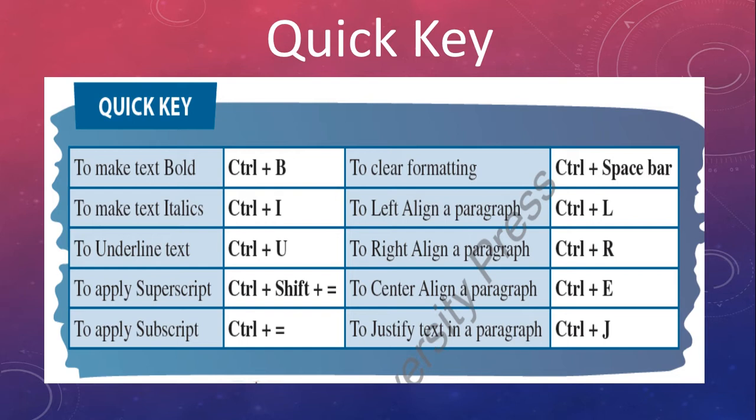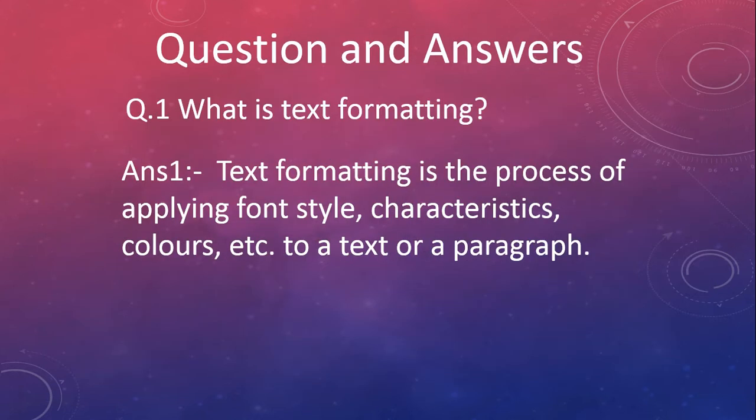Next one is to align the text or the paragraph to the left alignment. The shortcut is Ctrl plus L. To right align a paragraph, the shortcut is Ctrl plus R. To center align a paragraph, the shortcut is Ctrl plus E. To justify text in a paragraph, the shortcut is Ctrl plus J. So these are some of the shortcut keys which are given in your textbook to do the formatting.